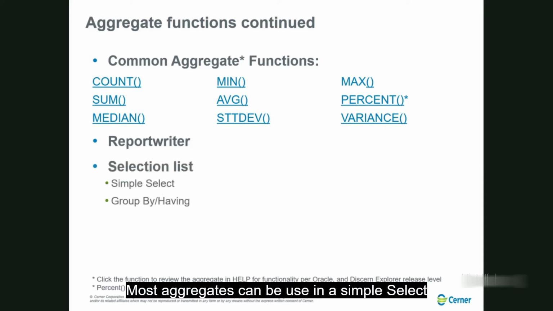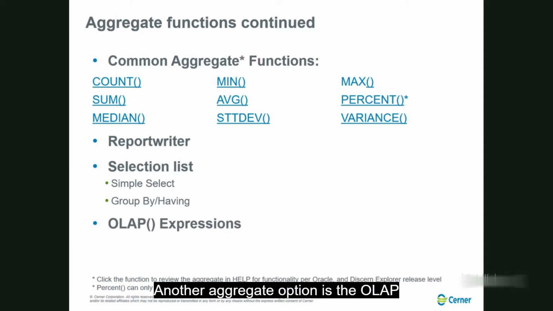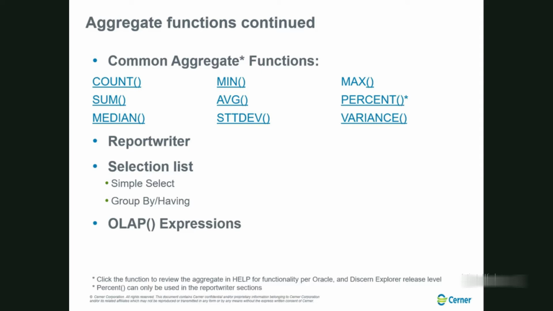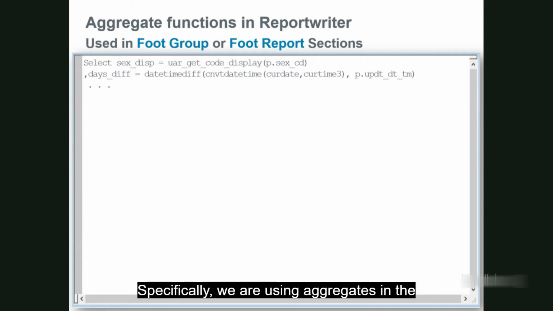Most aggregates can be used in a simple select or a more complex group by having query. Another aggregate option is the OLAP expressions or online analytical processing. We'll unpack what it looks like to use aggregate functions in the various methods above. Let's start off with seeing their use in Report Writer. Specifically, we are using aggregates in the foot sort item and foot report sections.